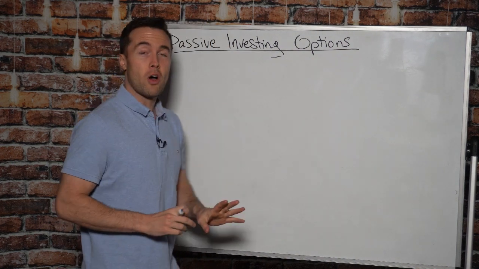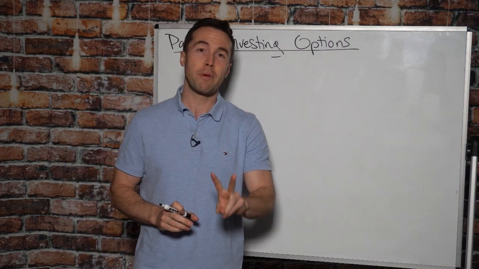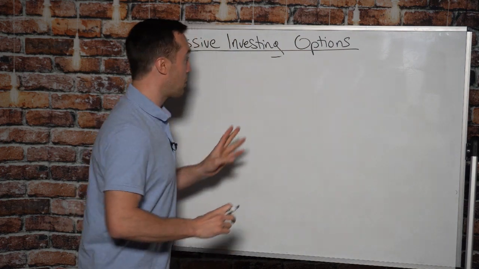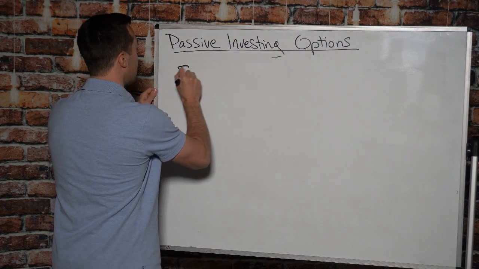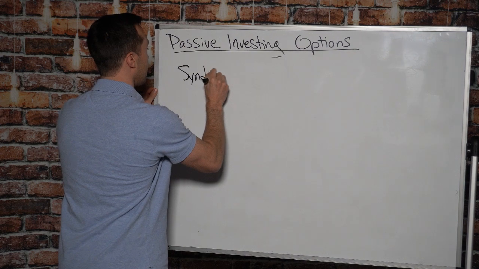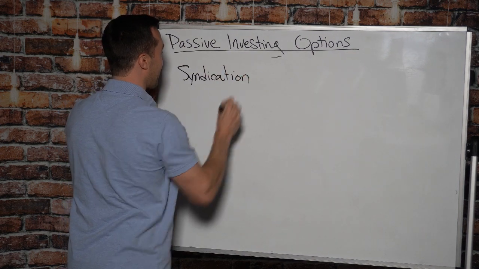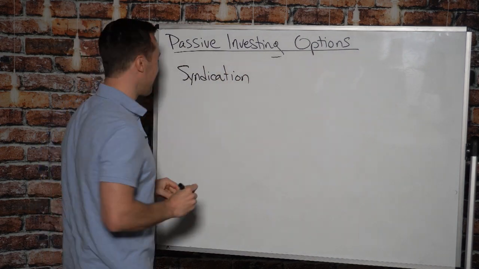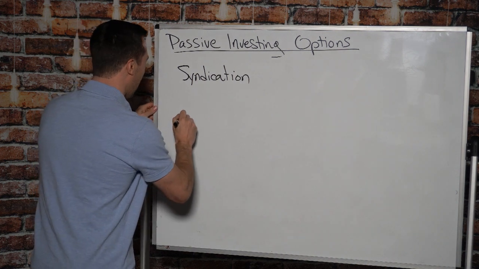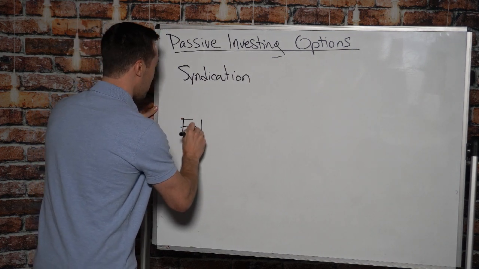So let's focus on the true ownership passive investing methods that we have. Number 1 is the syndication. And I'm trying to work on my handwriting skills here, so hopefully that's a lot more legible. And then we have a real estate fund. So we have the fund structure.